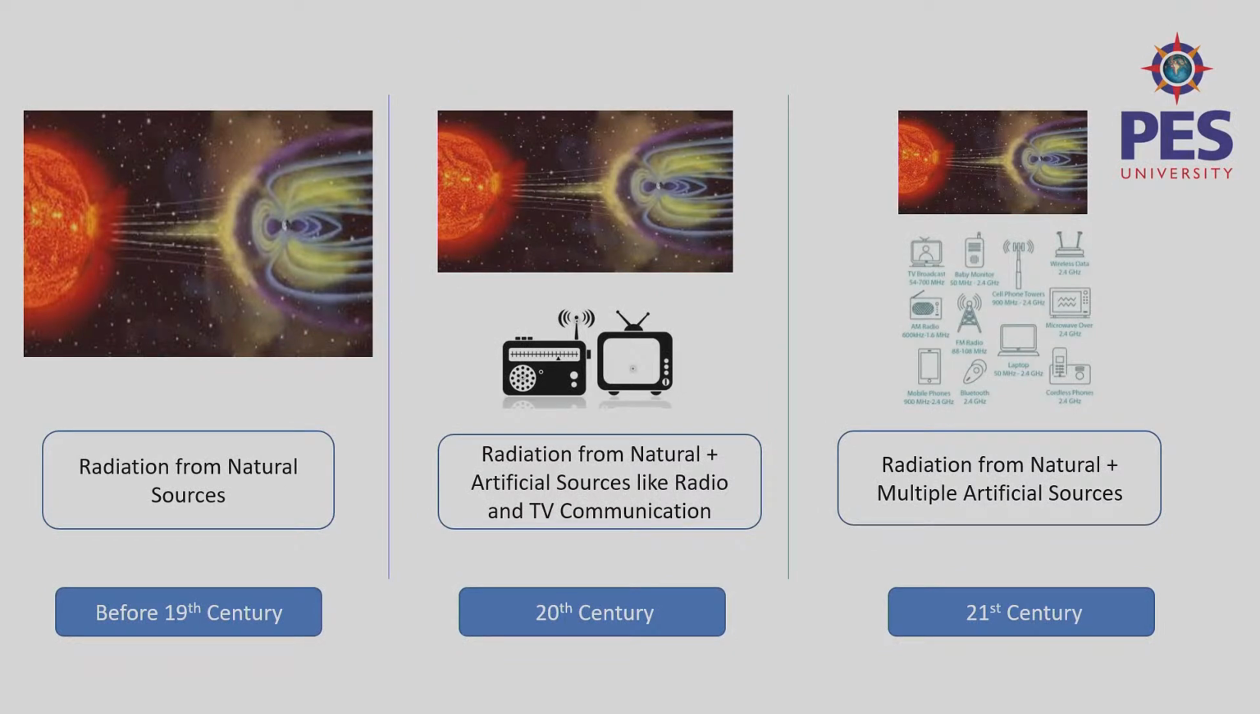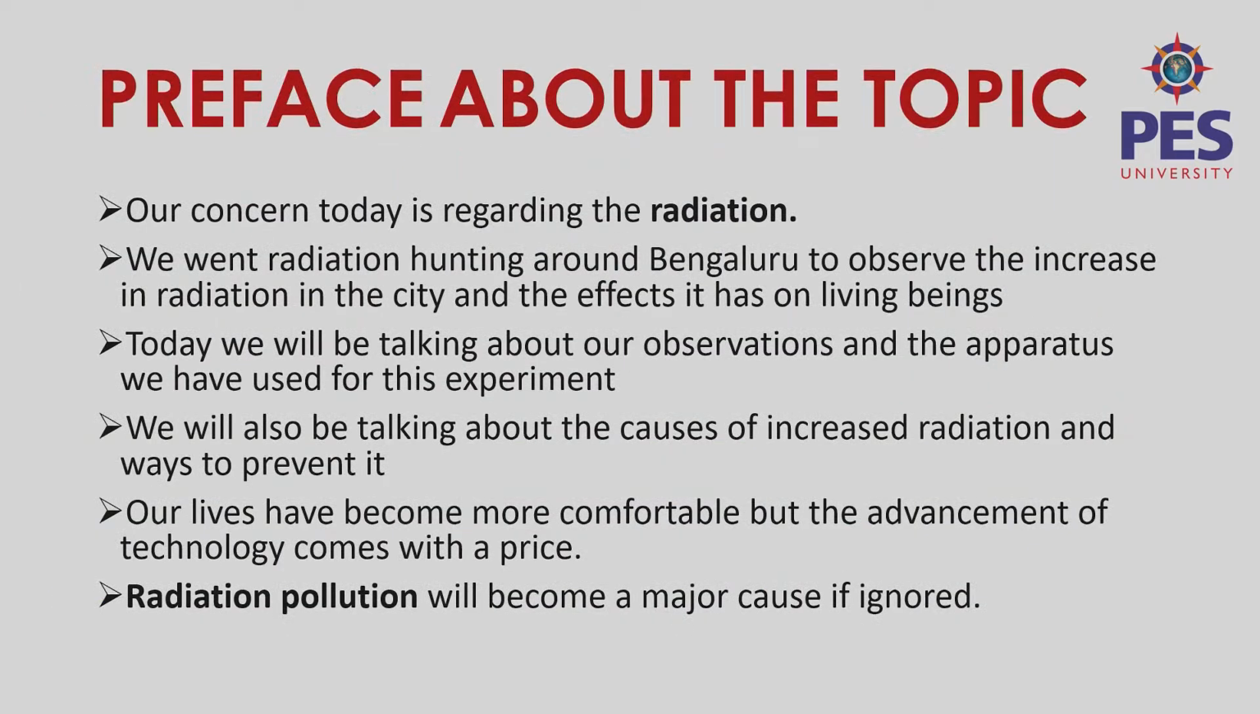Before the 19th century, the major sources of radiation were natural sources like the sun and other celestial bodies. In the 20th century, we had artificial sources like radio, television, communication, etc. But in the 21st century, we have so many sources of radiation like mobile phones, laptops, etc., which are becoming dominant and starting to harm our environment.